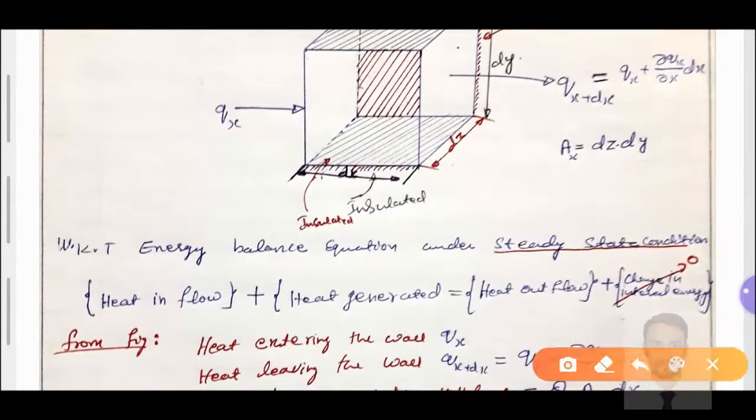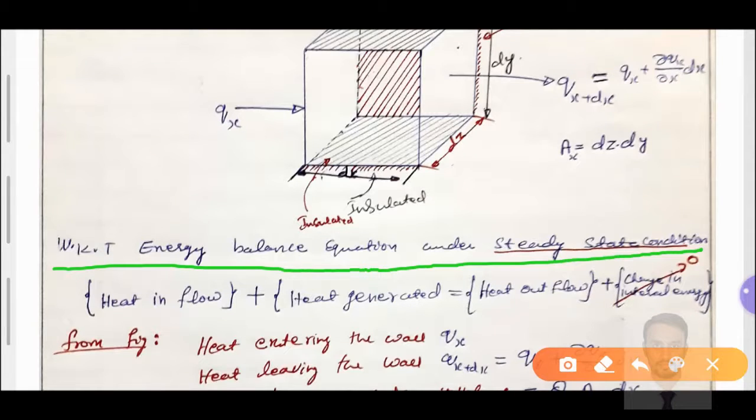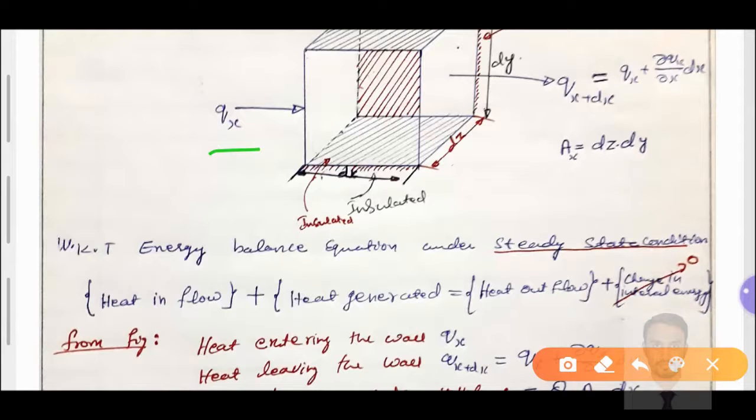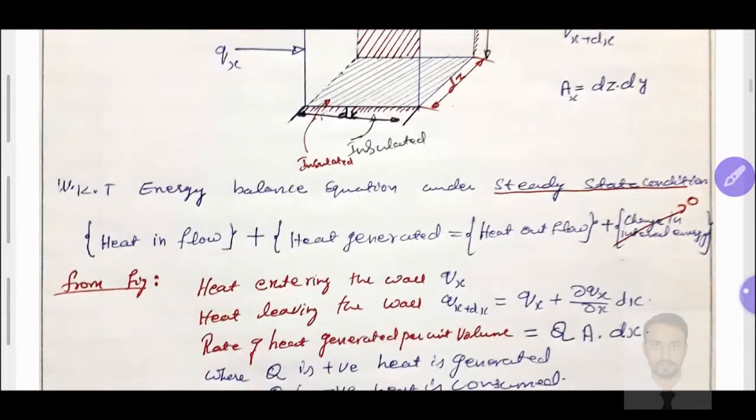z directions. Now we know the energy balance equation under the steady state condition: heat inflow plus heat generated is equal to heat outflow plus change in internal energy. This is the law of conservation of energy, which is the energy balancing equation. Where q of x is the heat entering the wall and q of x plus dx is the heat leaving the wall.